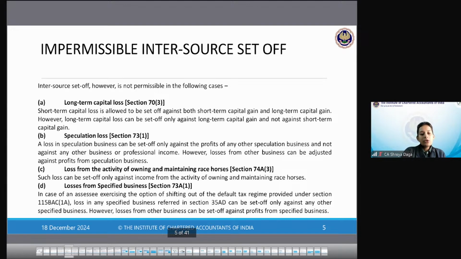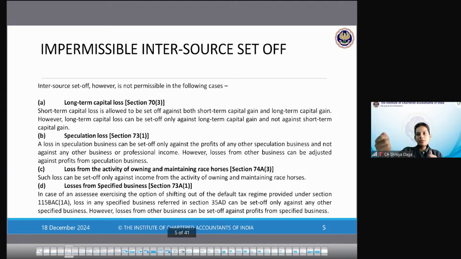Speculation loss is another type of loss which can only be set off against income from speculation business. It cannot even be set off against income from any other business. Then loss from the activity of owning and maintaining racehorses. So if somebody does a legal business or activity, this normally falls in the income from other sources. Legal activity of owning and maintaining racehorses, and then he wins stake money.